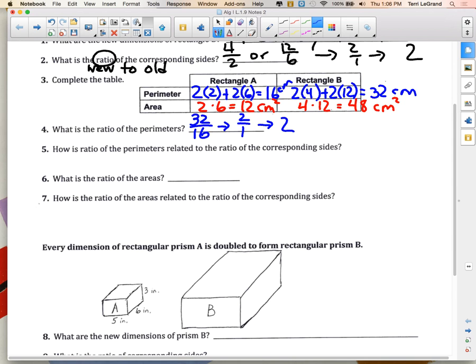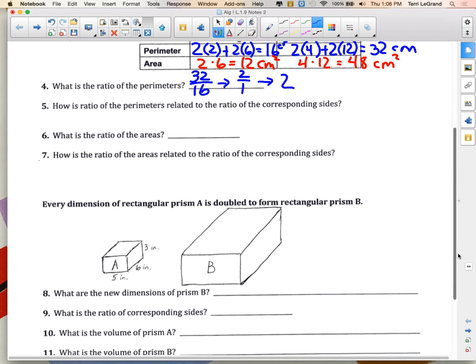Okay, well then, how does the ratio of the perimeters relate to the ratio of the corresponding sides? How do they relate? How do they compare? Yeah, they're both the same, aren't they? It is the same.